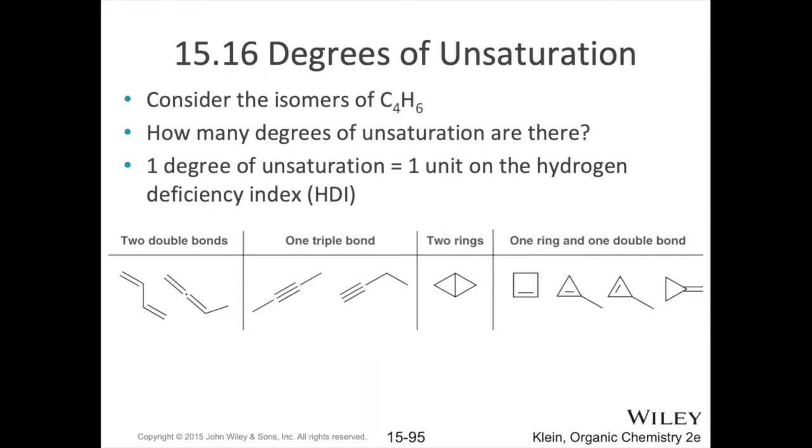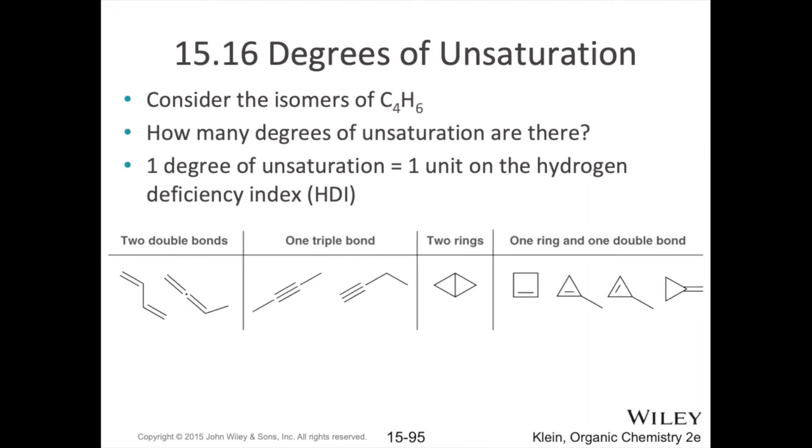Let's say we have C4H6. Well, if you've got 4 carbons, how many hydrogens would there be if it were saturated? Well, 4 times 2 is 8, 8 plus 2 is 10. So there should be 10 hydrogens, but instead of 10 hydrogens, there's only 6. So you're 4 hydrogens short. Now remember, you add on 2 hydrogens for every double bond or every ring that you close. So there are 2 degrees of unsaturation.